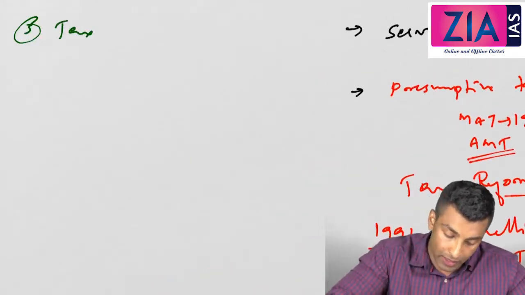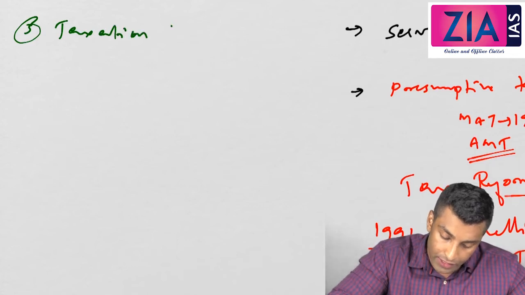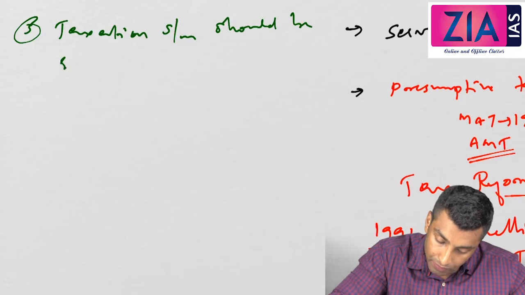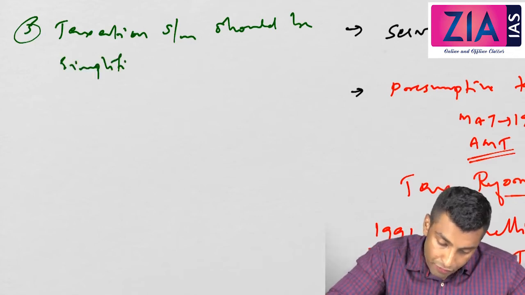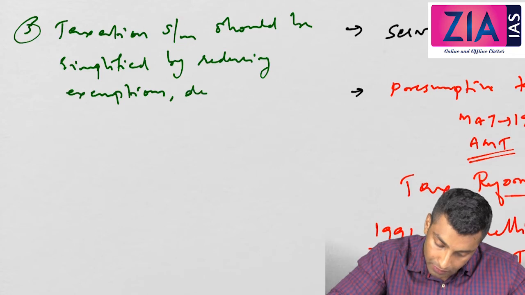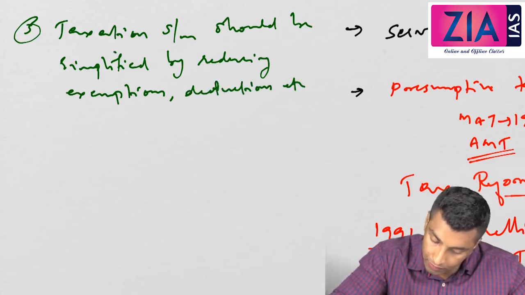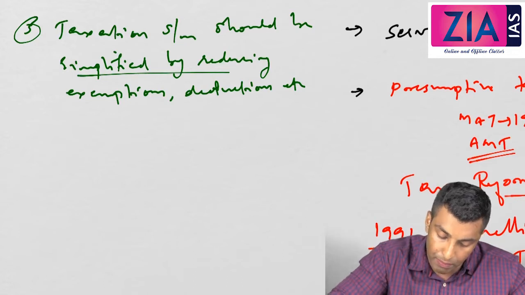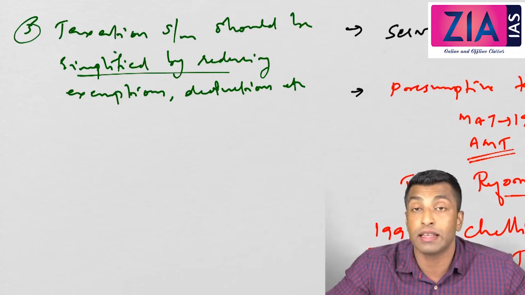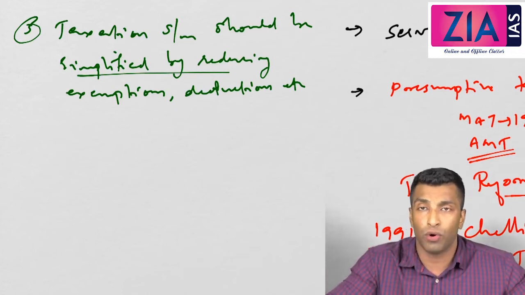The next recommendation is about the taxation system. The taxation system should be simplified by reducing exemptions, deductions, etc. So you have to simplify the taxation system by reducing these exemptions, deductions and all.